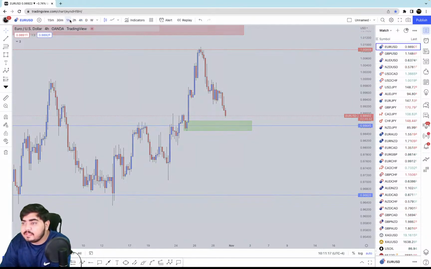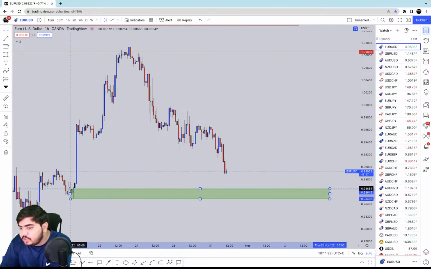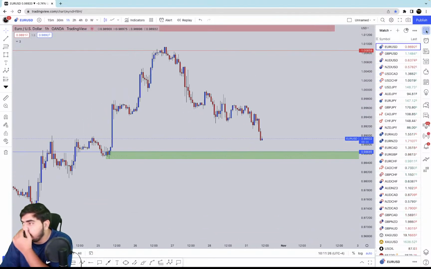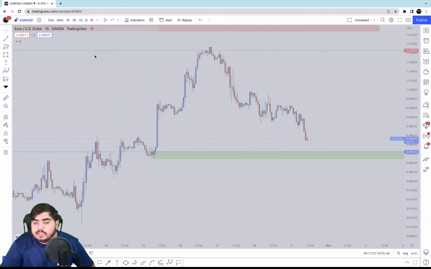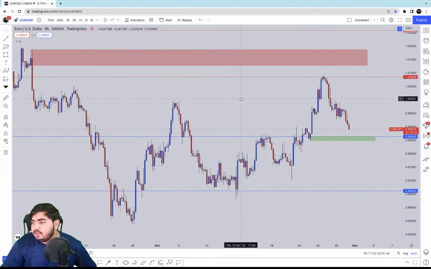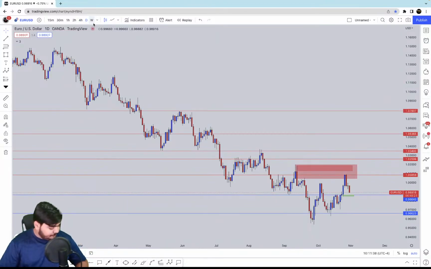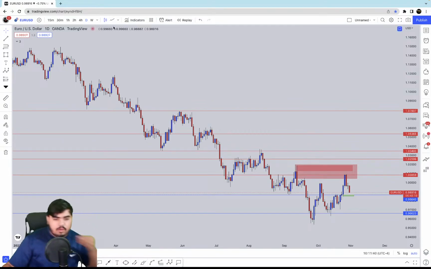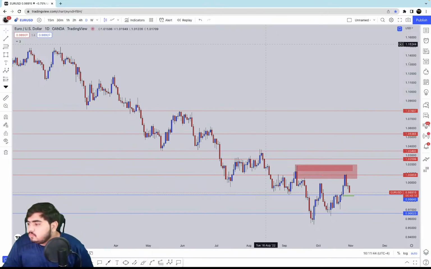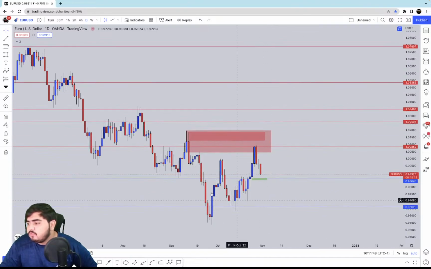Euro USD is basically approaching a very important level right here. Now let's talk about the technicals of Euro USD. What's happening here on the Euro USD chart? Let's talk about that, starting from the daily time frame. On the daily time frame, we can notice that we are in a downtrend overall, and the market tested this area. Now we are moving lower.